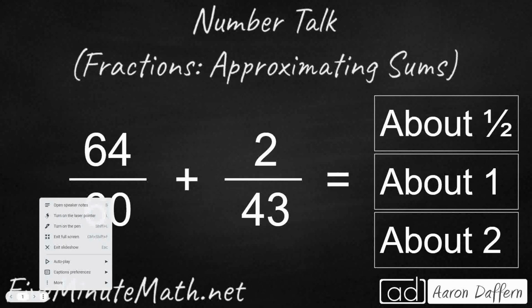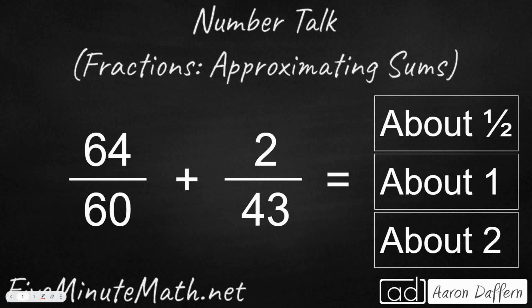Hopefully, we notice that this first fraction, 64 over 60, is an improper fraction. So what we want to do is look at this and try to change that to a close benchmark. And so we're going to think, well, it might be about 1, might be about 1.5, or it might be about 2. Those are some easy benchmarks. Whereas this 2 over 43, that's a proper fraction, so it's got a different set of benchmarks we want to mentally change it to. About 0, about 1/2, or about 1. So it kind of depends on whether it's a proper or improper fraction.